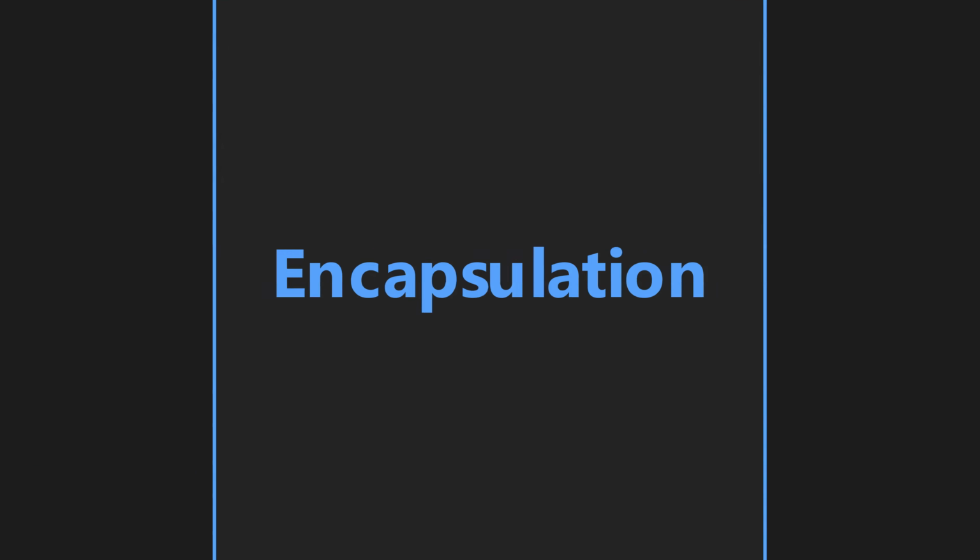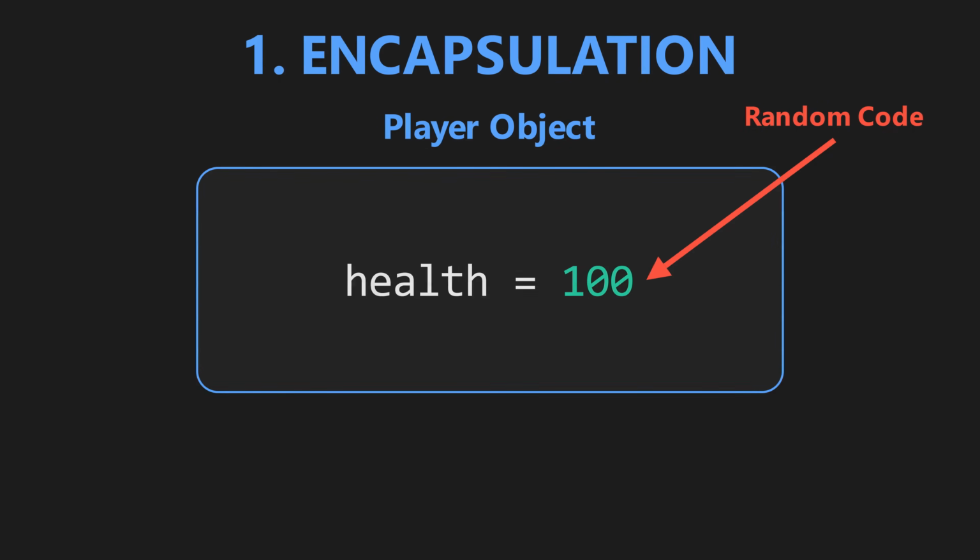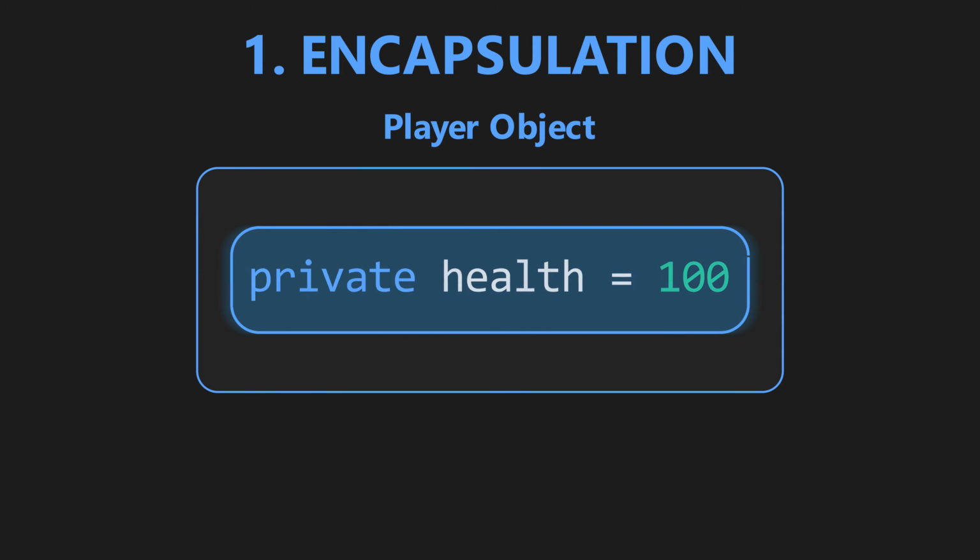Number 1, encapsulation. This means keeping your data safe. If your player's health is public, some random piece of code could accidentally set it to -9,000. Encapsulation lets you make the health private. The only way to change it is through the object's own approved function.